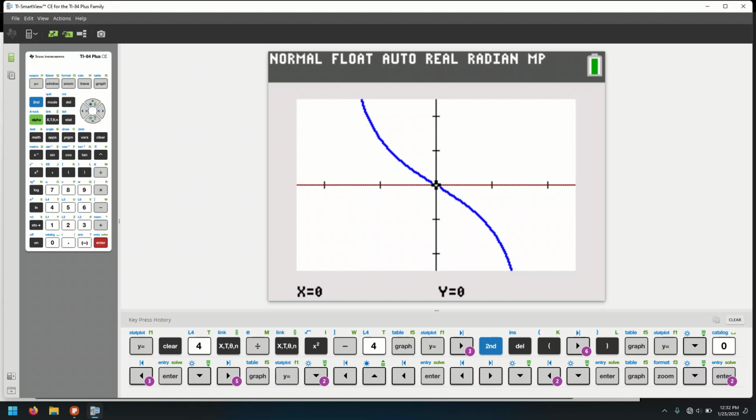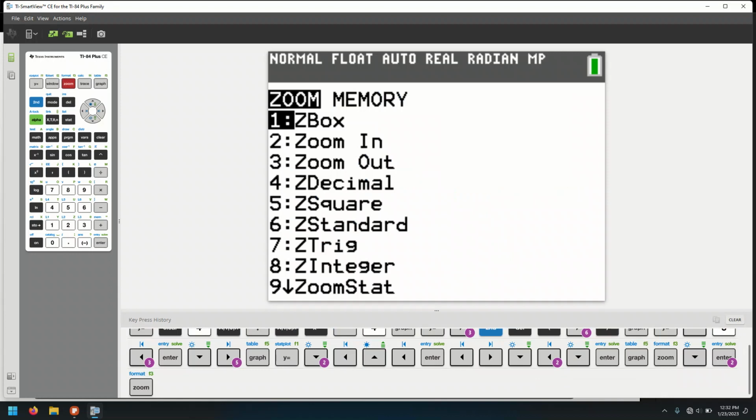Yes? So on tests, will we be able to use a graphing calculator? I don't think so. That's a good question. I will confirm. I will talk to the coordinator about it, and I will give you an answer for that next time. That's a good question. Thank you.